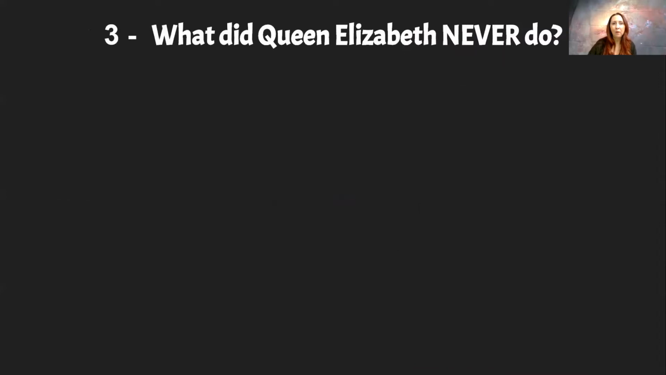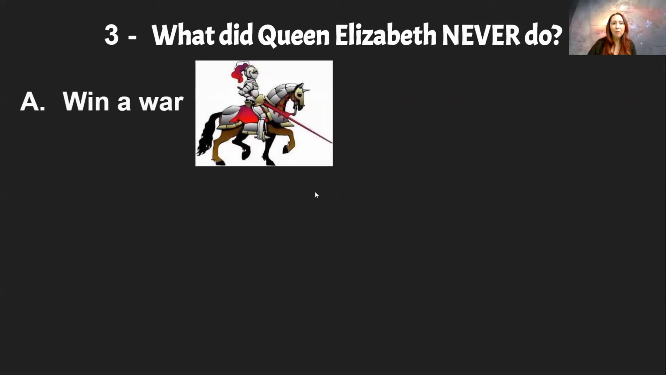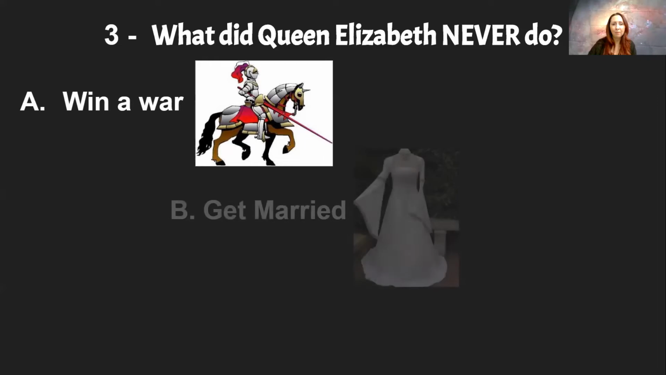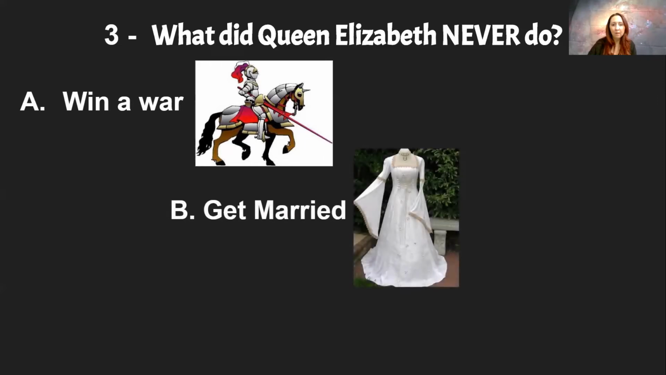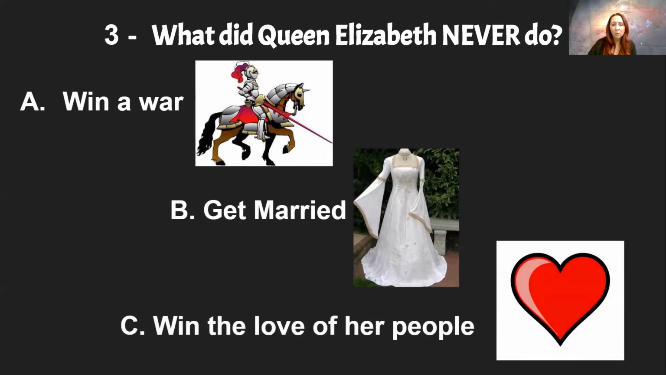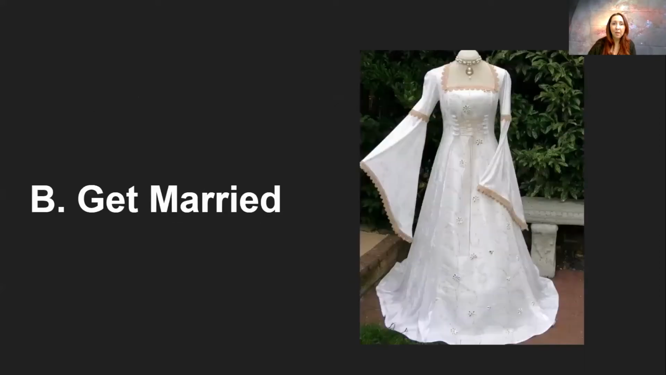Number 3. What did Queen Elizabeth never do? There was something that she never did. Do you remember what it was? If you think it was win a war, write the letter A. If you think she never got married, write the letter B. And if you think she never won the love of her people, write the letter C. All right, here comes the answer. B, Queen Elizabeth never got married. Good job, guys. Let's move on to the next one.